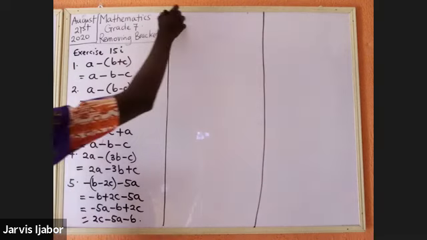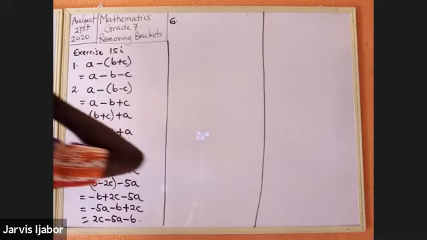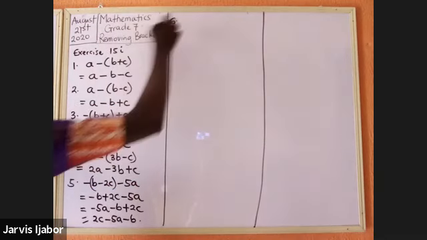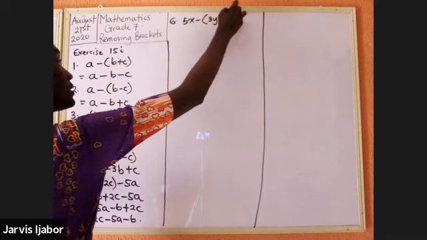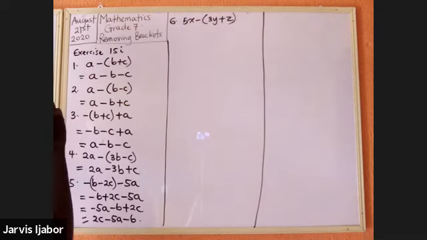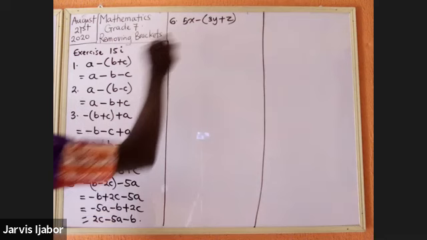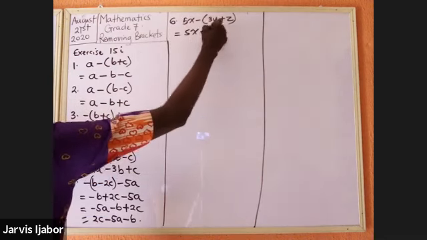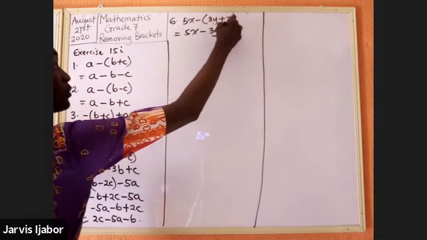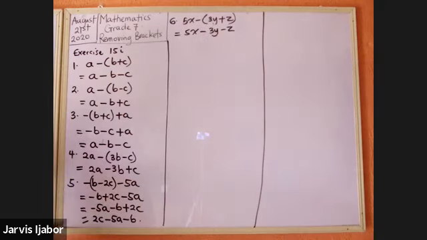Question 6. In question 6, you have 5x minus 3y plus z. Am I right with that? Good. So this will now be what? 5x. They are both positive, so I expect that they will both change to negative. Are you seeing that?